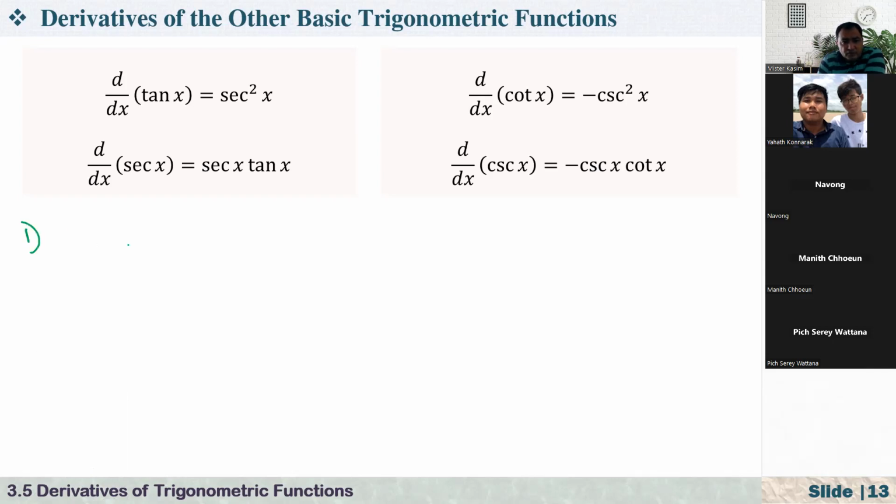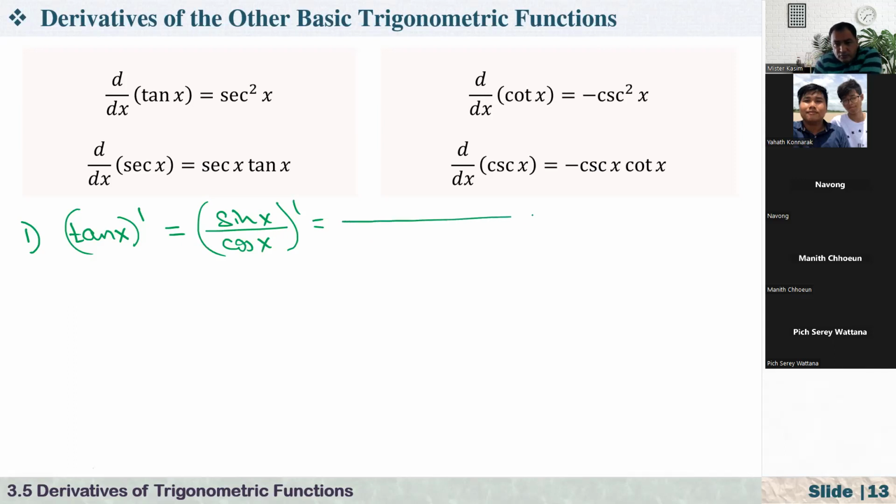The derivative of tangent of x is equal to this. Let me write it in prime notation, tangent of x prime. That is sine of x over cosine of x prime. Now we have the rule for how to differentiate the quotient of two functions, u over v. So I differentiate the sine function, that's cosine of x, and write the denominator, cosine of x, minus, now write the denominator, sine of x, times, now differentiate the denominator, that's minus sine of x, over cosine squared of x.